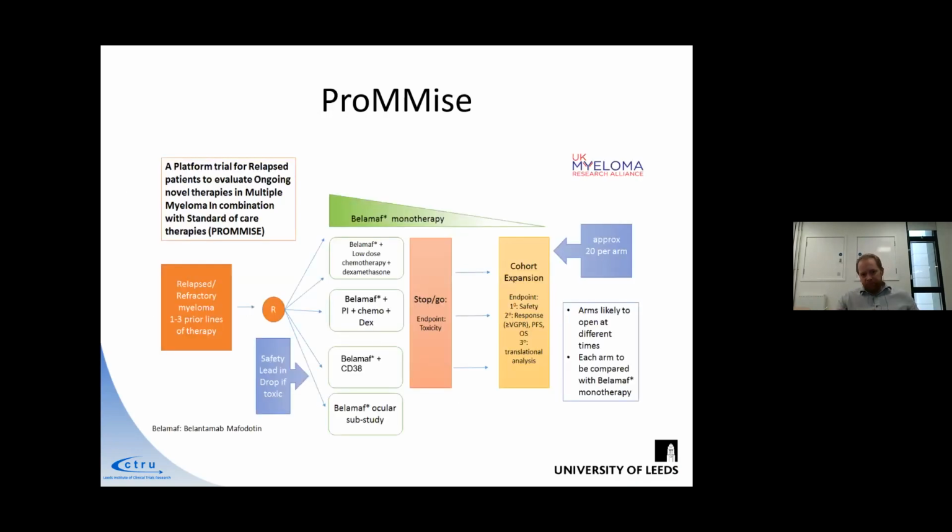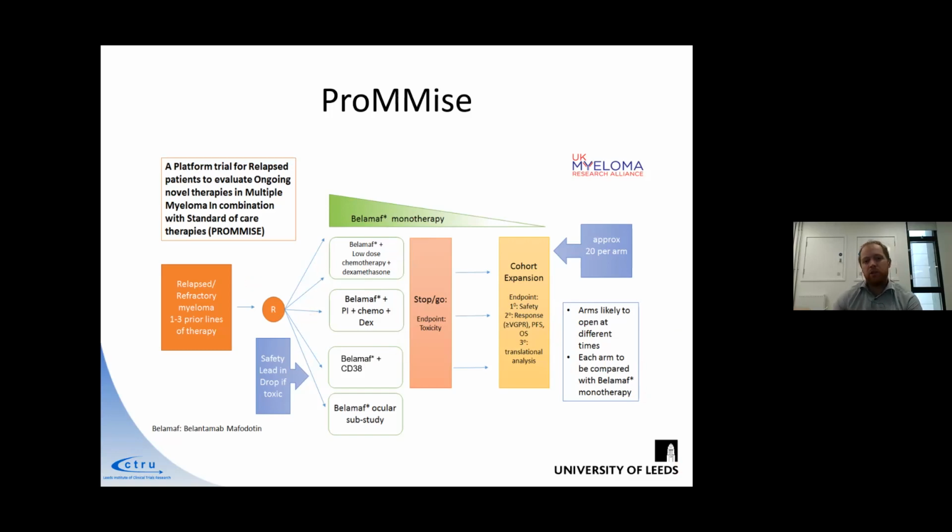The ProMMise. So this is a platform trial for relapsed patients to evaluate ongoing novel therapies in multiple myeloma in combination with standard of care therapy. So Rakesh talked at the last presentation in detail of this, so I won't go too much into the clinical stuff, but I'll mainly highlight this part of the design, this stop-go point, which is a phase 1 design, and talk about the design of the phase 1 component.